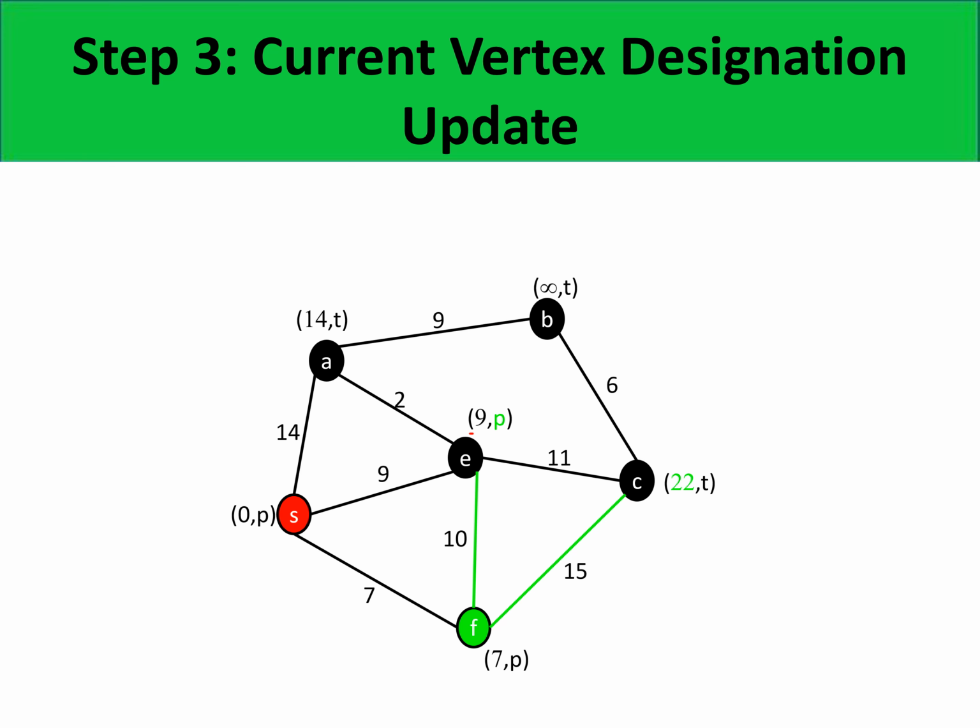Now, since the status label of the vertex E is changed from temporary to permanent, we will now designate E as our new current vertex. Since the vertex E is our new current vertex, we change its color to green, while the color of the vertex F will now be changed to red, which means that F cannot become a current vertex anymore in the succeeding steps.